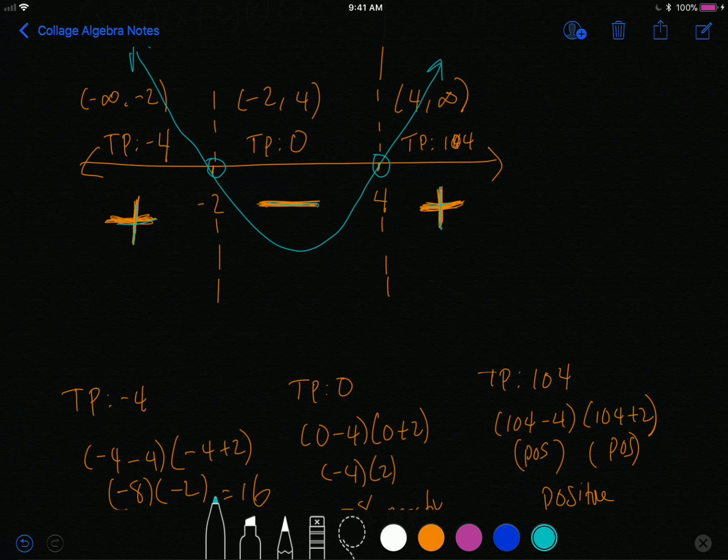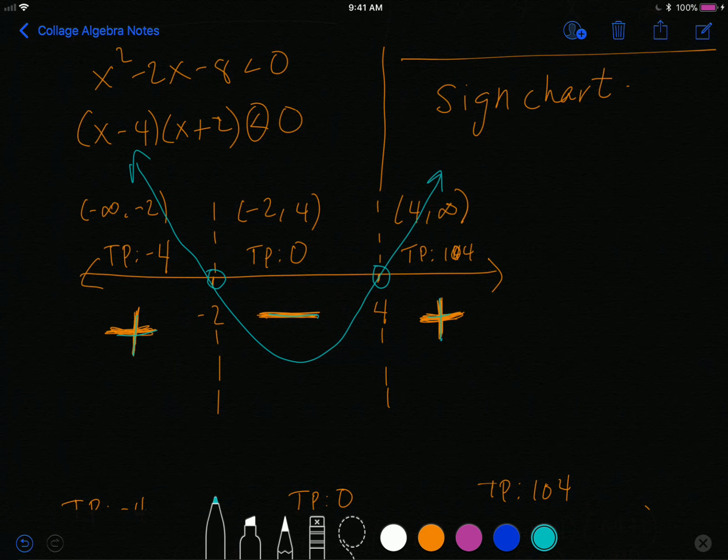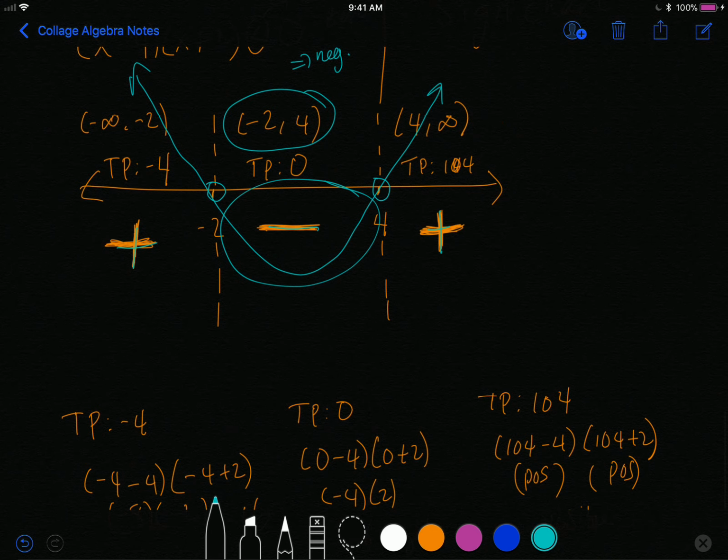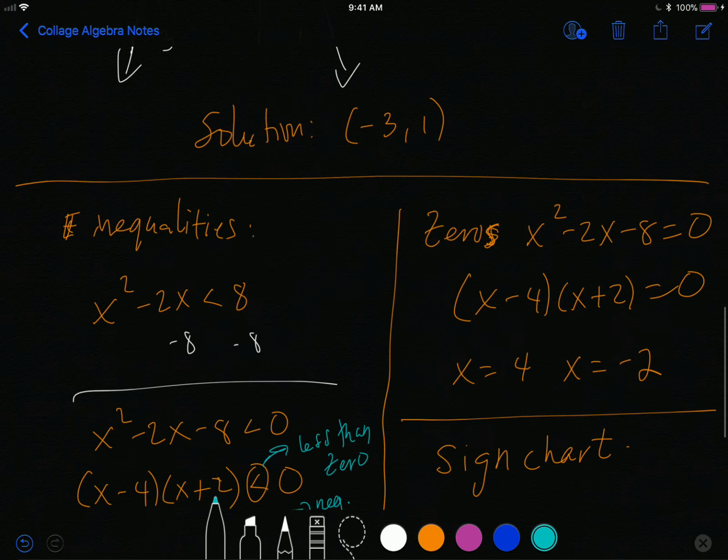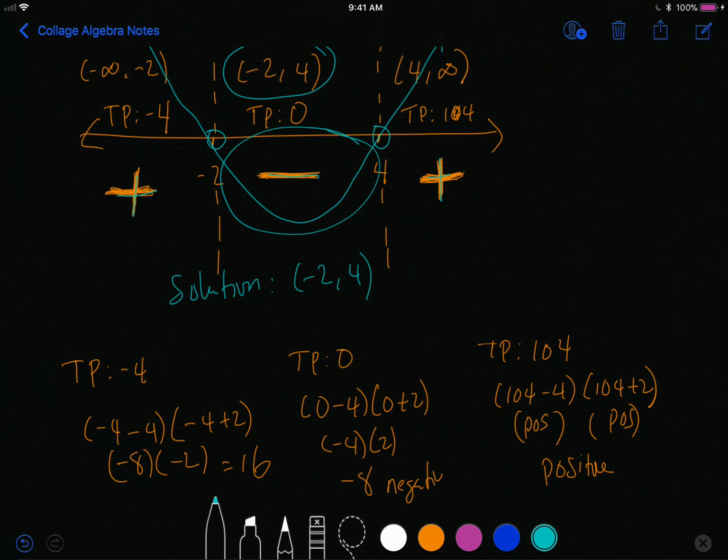Now interestingly enough, I did not need to draw the parabola to get the answer. I just needed to look at the sign. This sign right here says I am less than 0. Well, if you are less than 0, that must mean you are negative. And so therefore, this is the correct region, and so this is the correct answer. And so the solution is simply negative 2 to 4. And so your solution right here is negative 2 to 4. Alright?